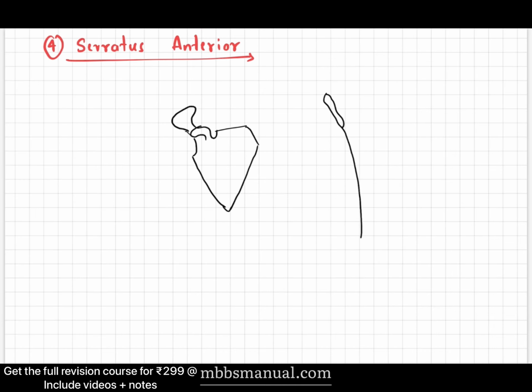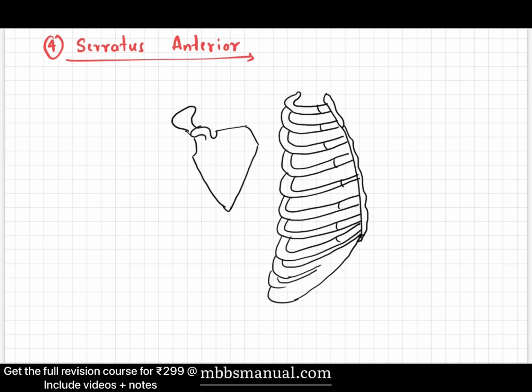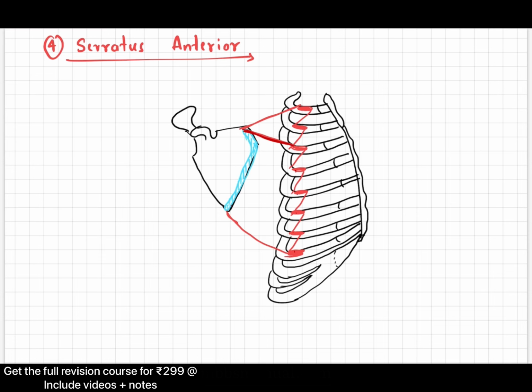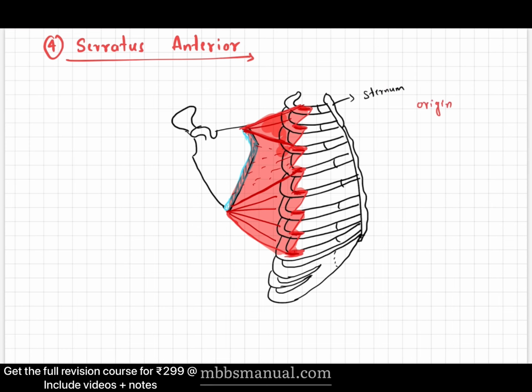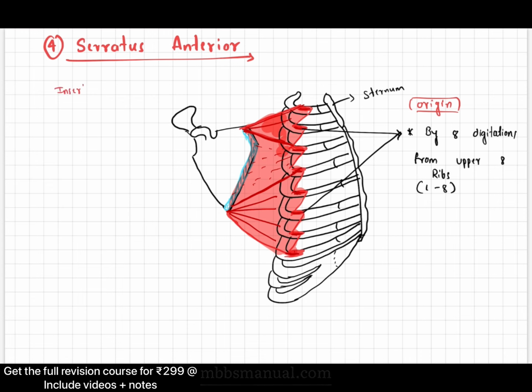Our next muscle is the serratus anterior. Just draw the sternum, first 1 to 10 ribs, and the scapula. So, origin of the muscle. The serratus anterior muscle arises by 8 digitations from the upper 8 ribs, from 1 to 8.